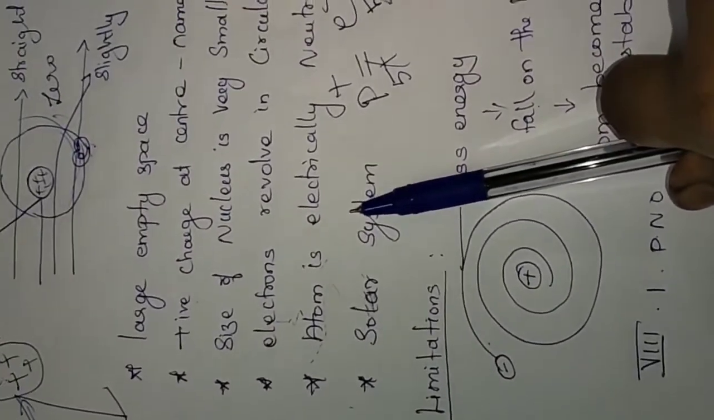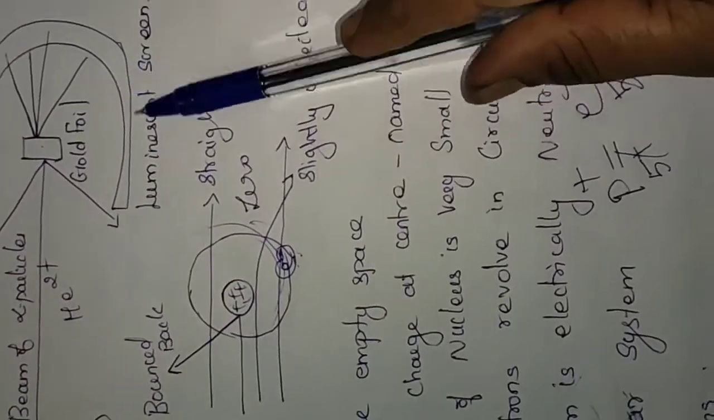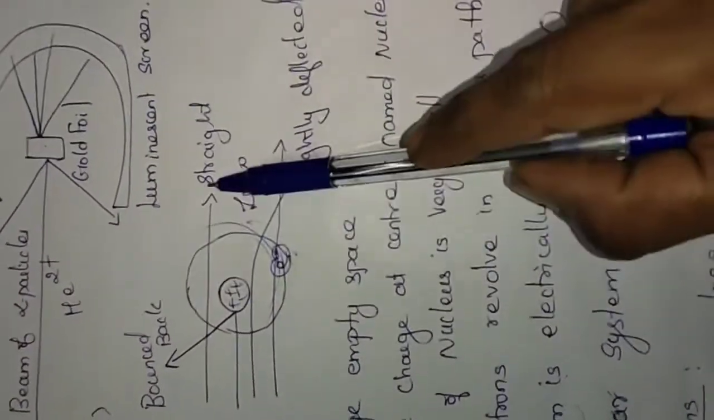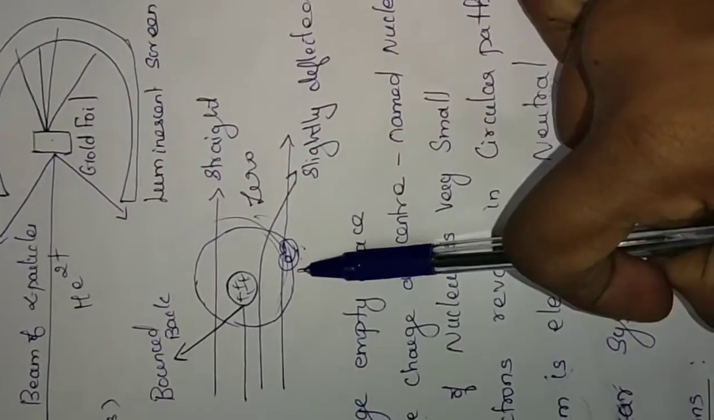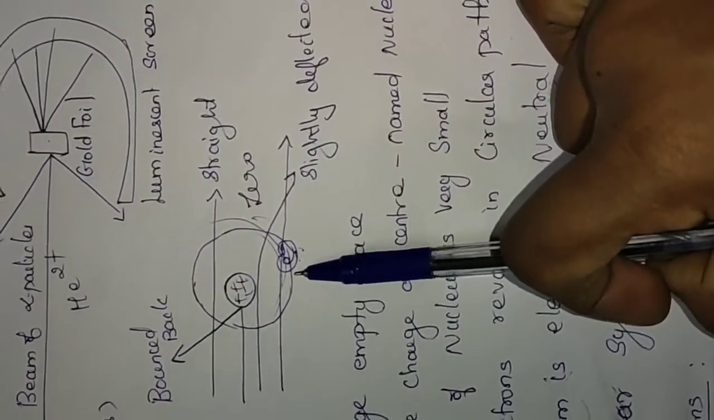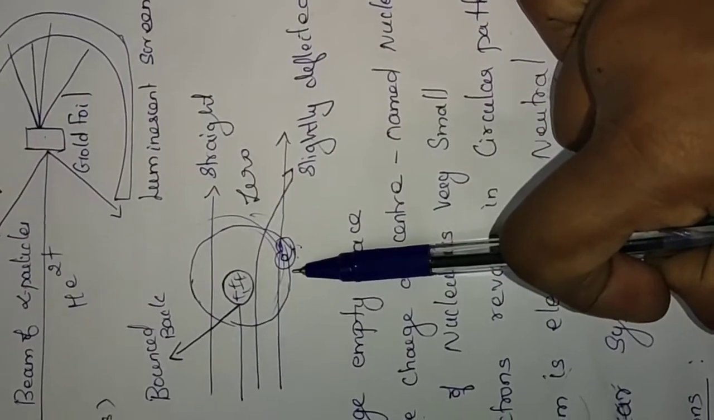Did you understand, students? From this experiment he found that the atom has empty space, a small nucleus at the center, and the total charge of the atom is 0. Okay, have you understood?